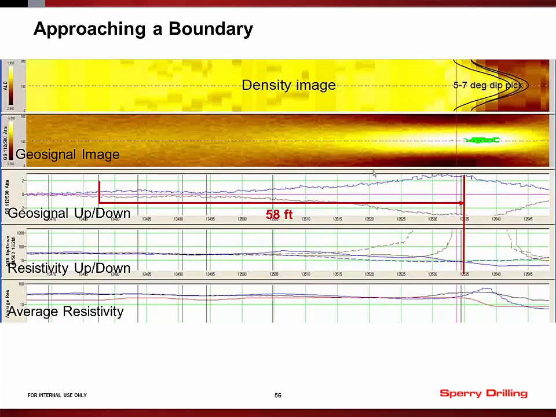The lower the angle between the wellbore and the bedding plane, the more warning you're going to get that that boundary is approaching. If you compare that with the azimuthal resistivity measurements, we only get about 19 feet or so warning there. And on the average resistivity, it's even less. It's maybe 5 feet or something like that.